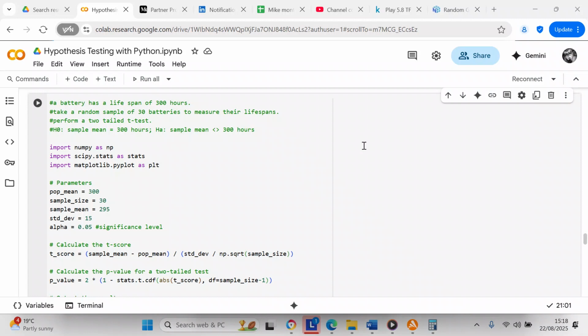In this video, what we're going to do is perform a hypothesis test on battery lifespan. So the practice question that we have to go over is, a battery has a lifespan of 300 hours. Take a random sample of 30 batteries to measure their lifespans. Perform a two-tailed test. The null hypothesis is the sample mean equals 300 hours. The alternate hypothesis is the sample mean is not 300 hours.